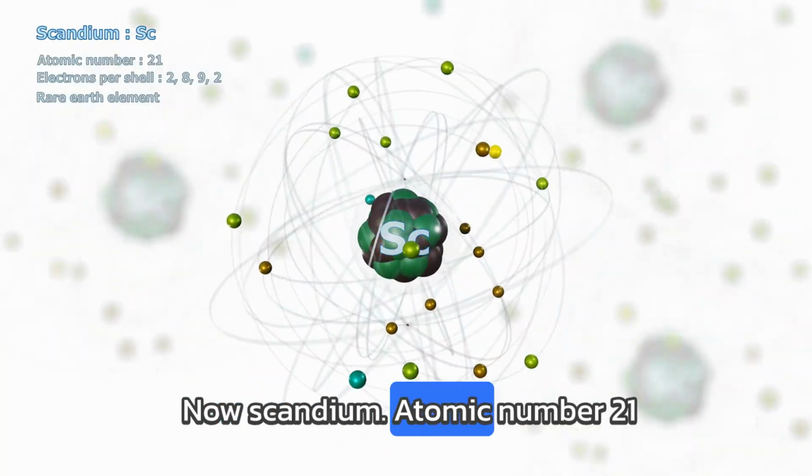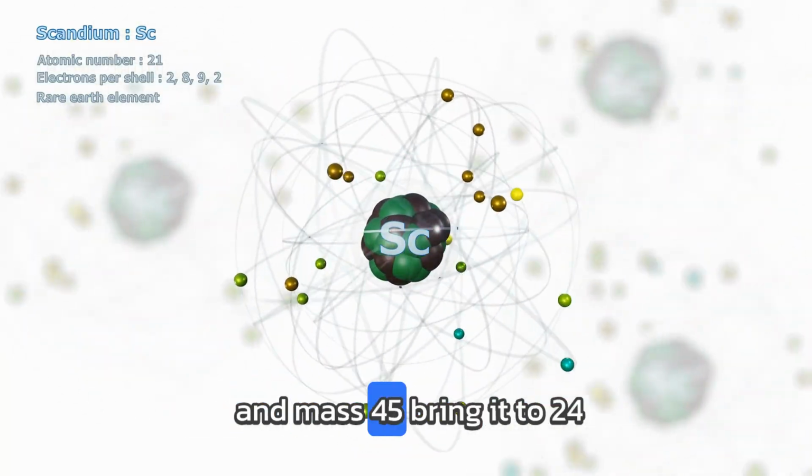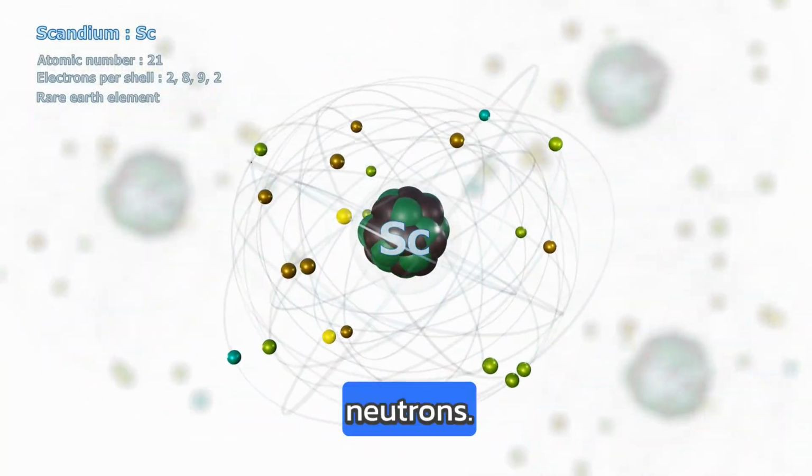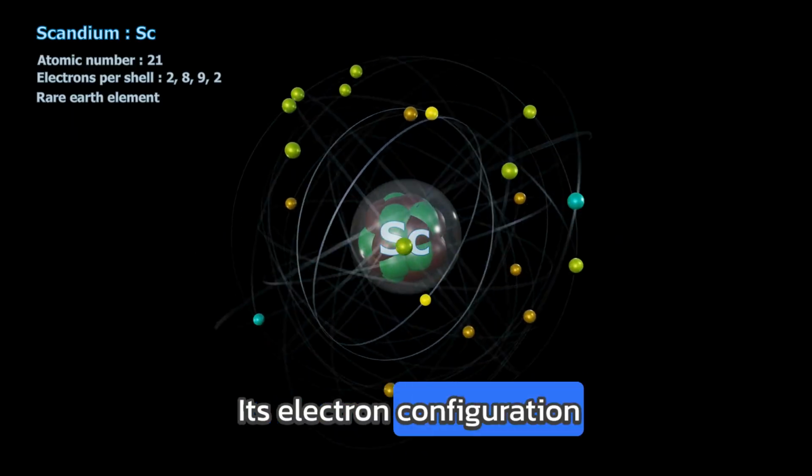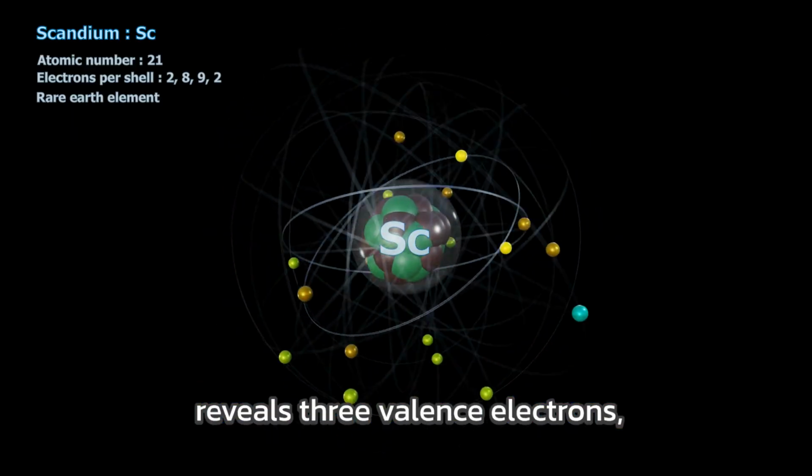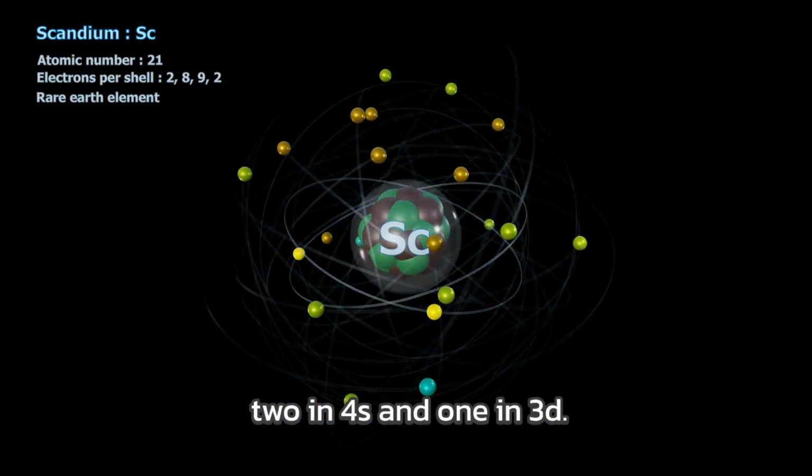Now scandium. Atomic number 21 and mass 45 bring it to 24 neutrons. Its electron configuration reveals 3 valence electrons, 2 in 4s and 1 in 3d.